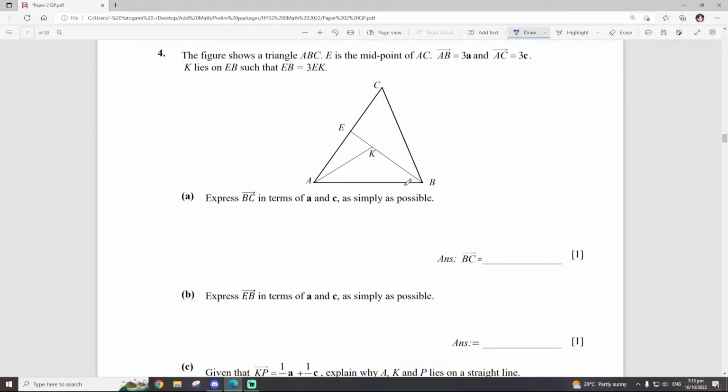The figure shows this triangle. Okay, it's vectors. Express BC in terms of A and C. Well, we can take A as a fixed point. So BC is AC minus AB, which is just 3 times C minus A.